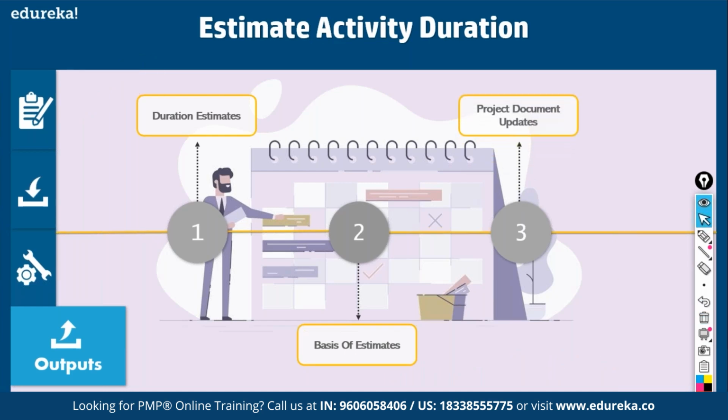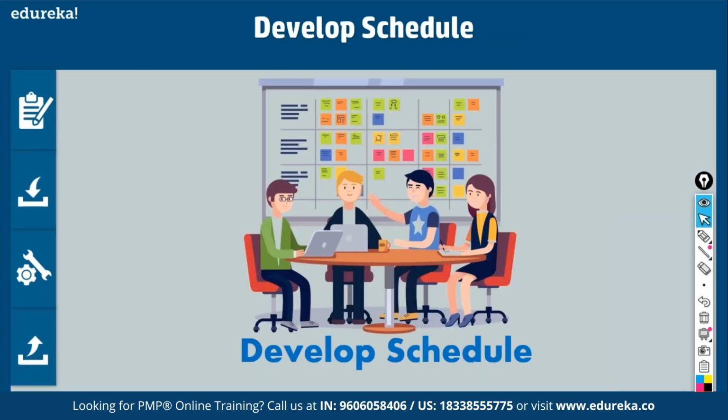Okay, then what else? Project documents will get updated in this process. Yeah. So we have developed schedule. We have estimated durations for different network diagrams. We have to combine all these network diagrams and we have to develop one big schedule for all the work packages combined. Okay, this schedule is for the project as a whole, right? Fine.